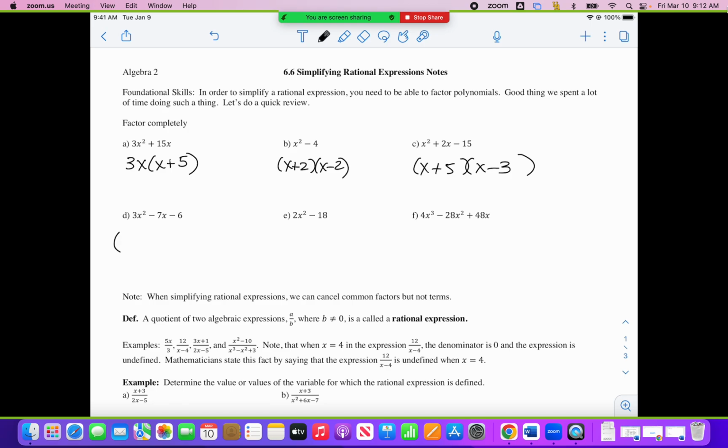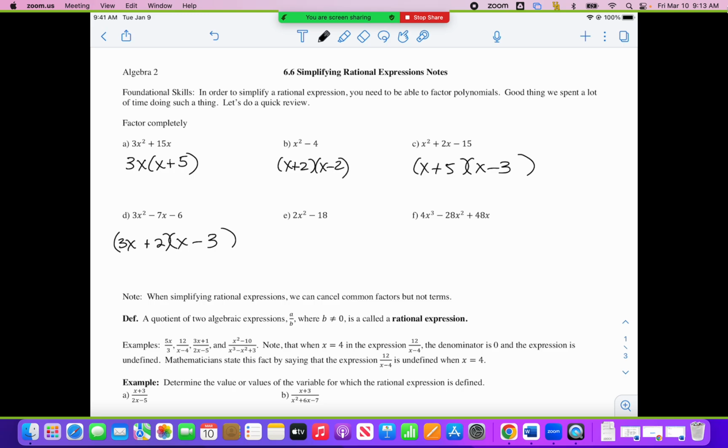All right, Cal, what'd you get here? 3x plus 2, x minus 3. Okay, so I'm going to check your work. 3x times x is 3x squared. Negative 9x plus 2x is negative 7x. 2 times negative 3 is negative 6. We got it.